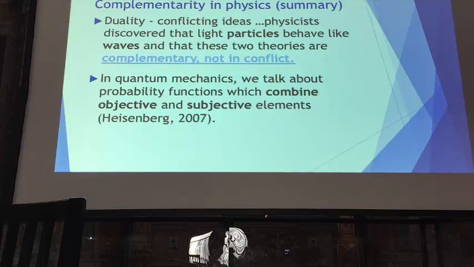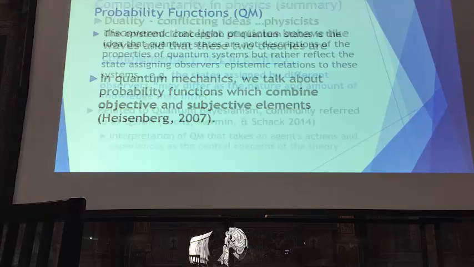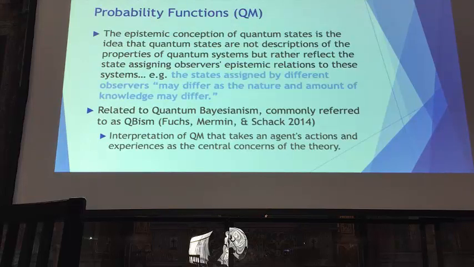In quantum mechanics, we can extend this idea and say that, yes, in fact, Heisenberg said that we talk about probability functions in quantum mechanics, and it's another kind of duality where we combine objective and subjective elements. So let's talk a little bit about probability functions in quantum mechanics, because everybody always, good pre-lunch discussion, right?